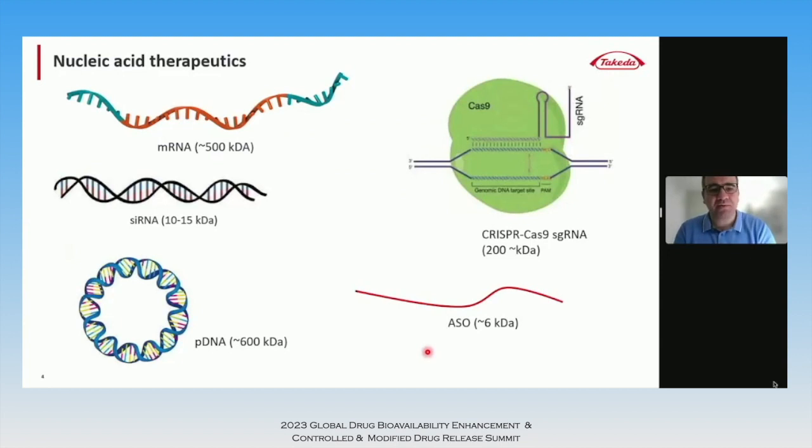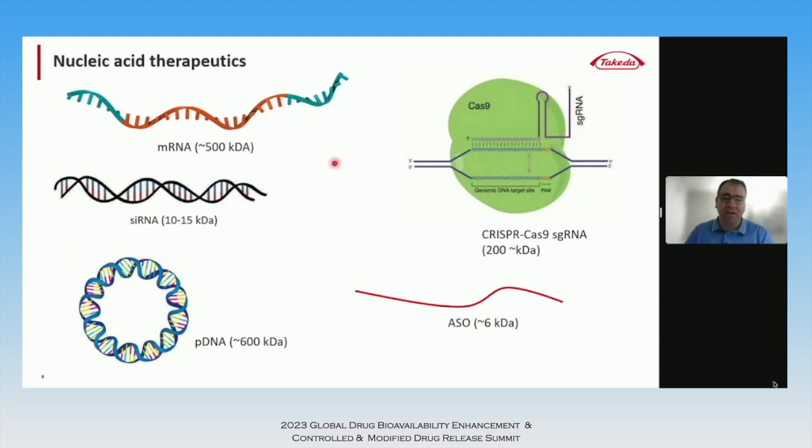So here I am showing you some cartoon representation of the most common nucleic acids. These molecules have great potential to target genes and gene products. For example, mRNA can be used to replace a missing protein or enzyme. With sRNA, we can silence, knock down any disease-causing protein or enzyme. CRISPR has become very popular in the last 7-8 years. We can permanently edit and correct genes.